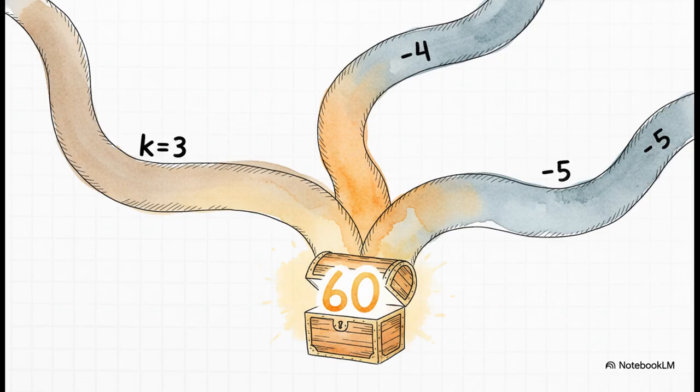For this one, your magic number k should have been 3. So when you multiply 3 times -4 times -5, you get that positive 60. See? You're totally getting the hang of this.